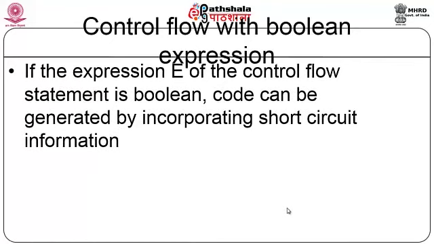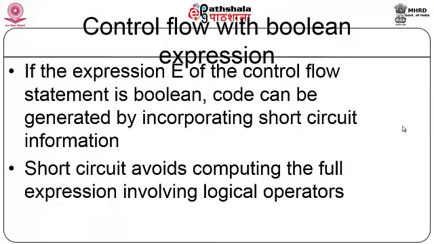Now we already discussed that expression, which is a Boolean expression, that is typically part of your control flow statement. Typically the code here can be generated by incorporating short circuit information also. So this section will talk about combining whatever we already know as part of control flow statements SDD along with the Boolean expressions SDD, but we will be incorporating the short circuit information also.